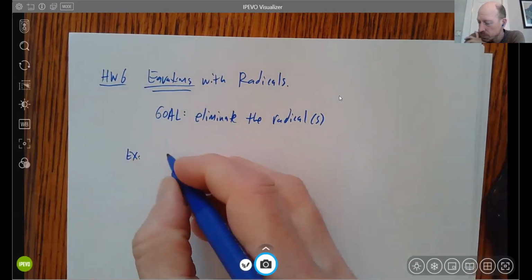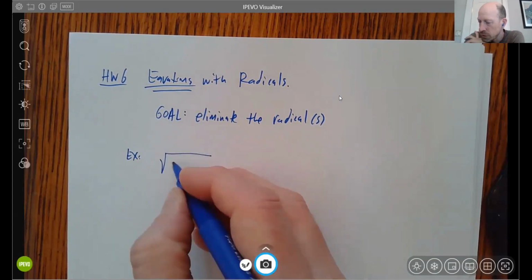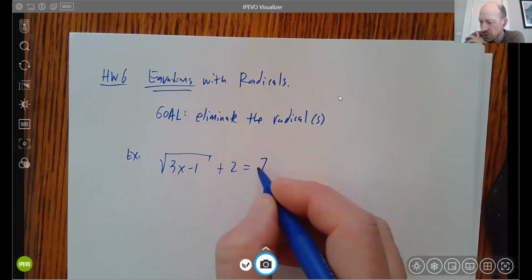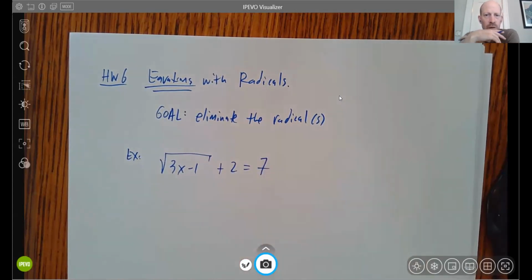So for example, the square root of 3x minus 1, plus 2, equals 7. Here's an equation. You can see that because of the equal sign, but you have to recognize it and look for that. I'm not trying to actually solve it to get the answer right away. What I'm trying to do here is make it better, and making it better means getting rid of the radical.